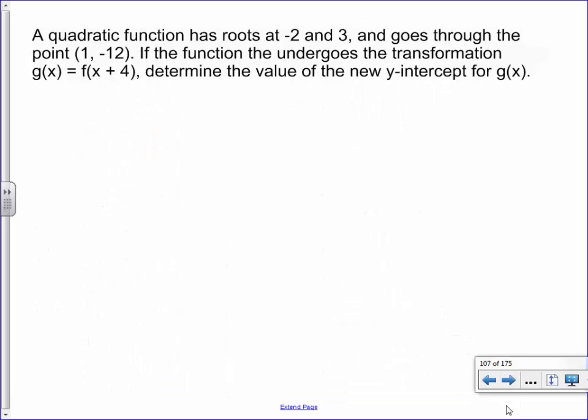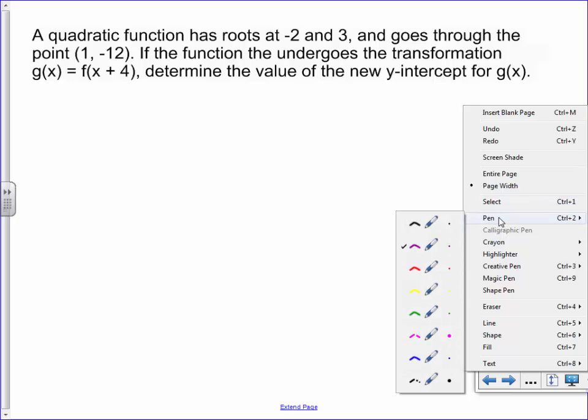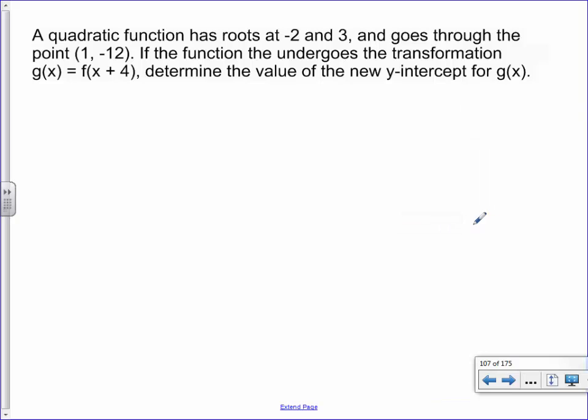Last example. This is probably the most likely kind of question where you have to apply something. So a lot of reading first. This is my last one, right? Yeah. Okay, good. Perfectly on time. A quadratic function has roots of -2 and 3 and goes to the point 1, -12.